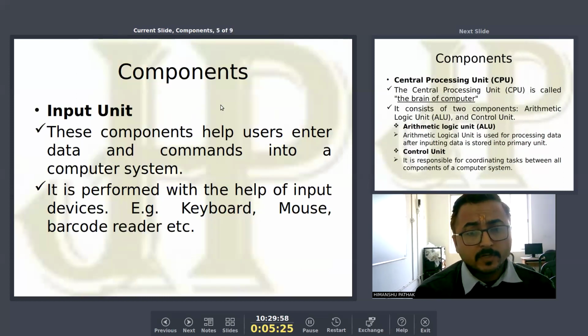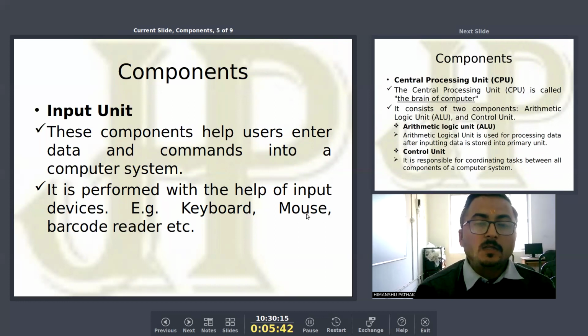So what is input unit? As I already told you, these components help users enter data and commands into the computer system. What are they? They can be a keyboard, they can be a mouse, they can be anything through which you can give data to the computer. That's it.